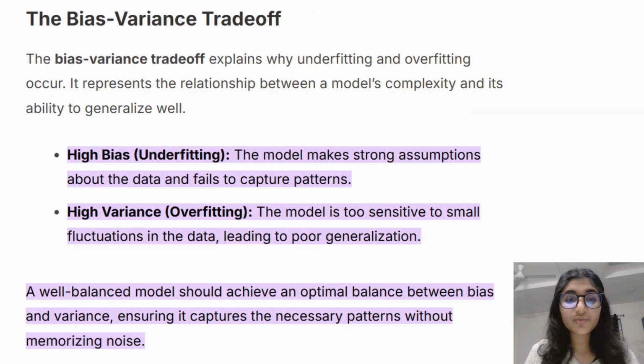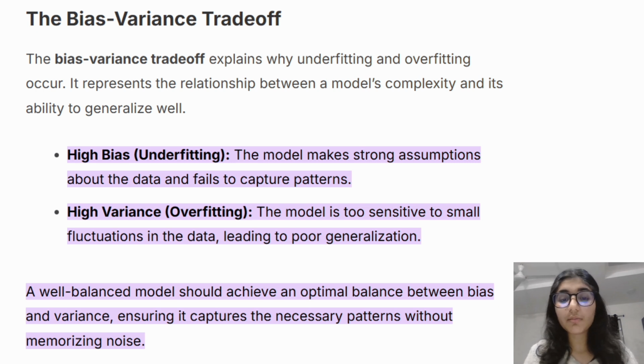Now the bias-variance trade-off. The bias-variance trade-off explains why underfitting and overfitting occur. It represents the relationship between a model's complexity and its ability to generalize well. So high bias is underfitting and high variance is overfitting.